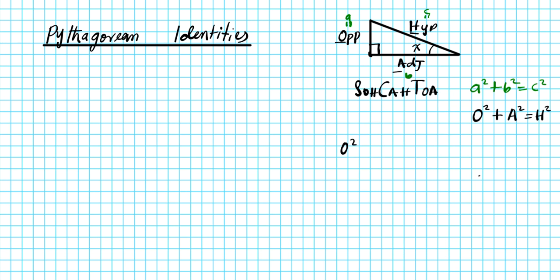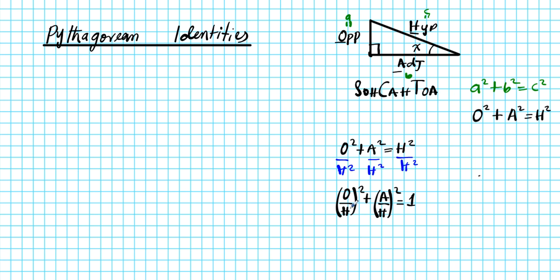Let's start with the first one. O square plus A square equals H square. So how about we divide by H square? If we divide by H square, H square, H square, using the power of a quotient property of exponents in reverse, this can be written as O over H, squared, plus A over H, squared, equals 1, because this divides out.